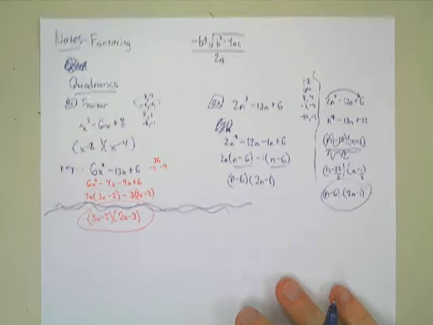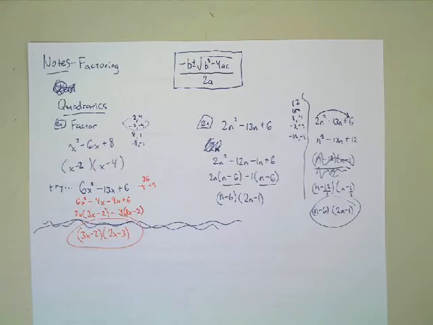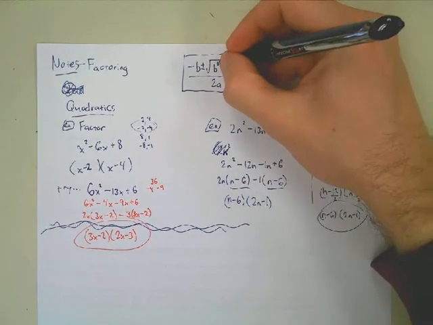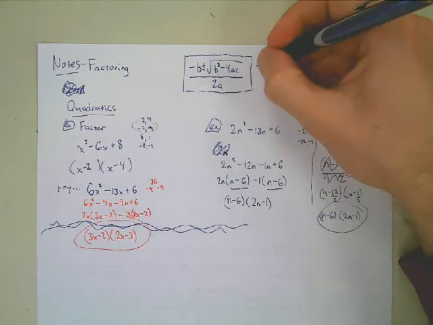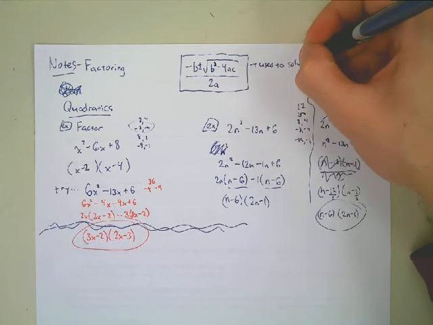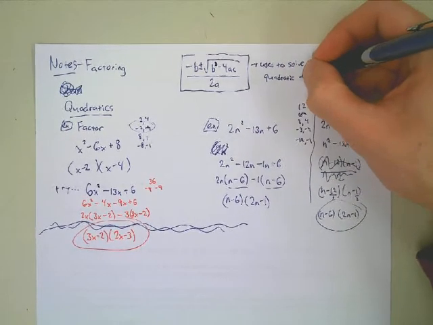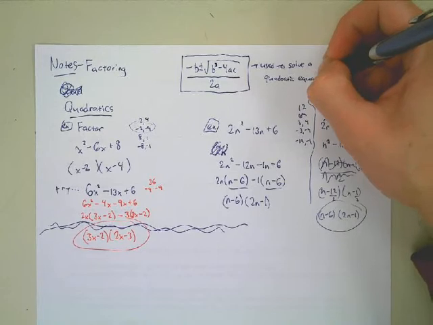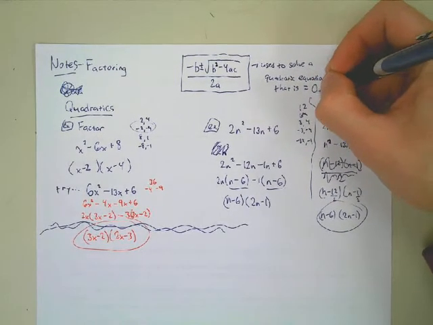So, we need to know this, and you need to know how to use it. Negative b plus or minus the square root of b squared minus 4ac, divided by 2a. So this is used to solve a quadratic equation that is equal to 0. I'm just going to use the equal sign and 0 there.